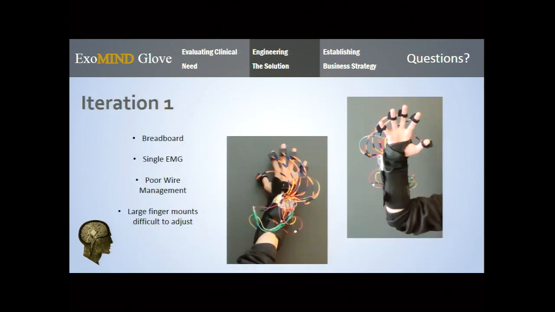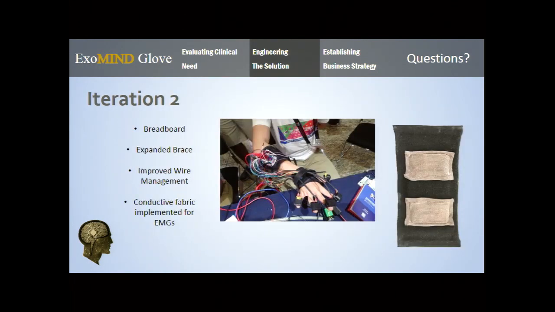Through this process, we went through many iterations of the device. Our first iteration can be seen here. It uses an inherently temporary breadboard and a manufactured wrist brace that was made for somebody who sprained their wrist. Unfortunately, those housing units were large, and the wires were hard to manage. So we moved on to a second iteration that helped to manage the wires better. We expanded the brace to improve the range of motion, and we also incorporated some conductive fabrics to add onto our electrodes, because even with the large surface area of copper on the bottom, they didn't always make full contact with the skin.